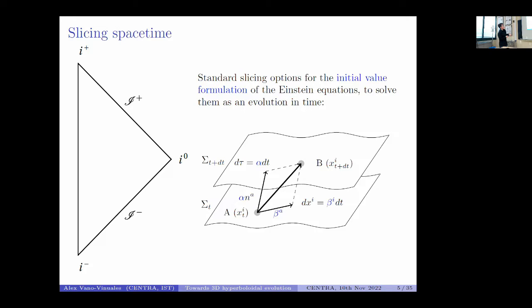And I'm just putting these two quantities in blue. The alpha is the lapse that controls how far away one slice is from the next, and the shift controls the change of coordinates from one to the next. This is something that we choose, and I'm mentioning this because these are the gauge quantities, and I'm going to talk about gauge conditions later. It's just some freedom we have in our field.